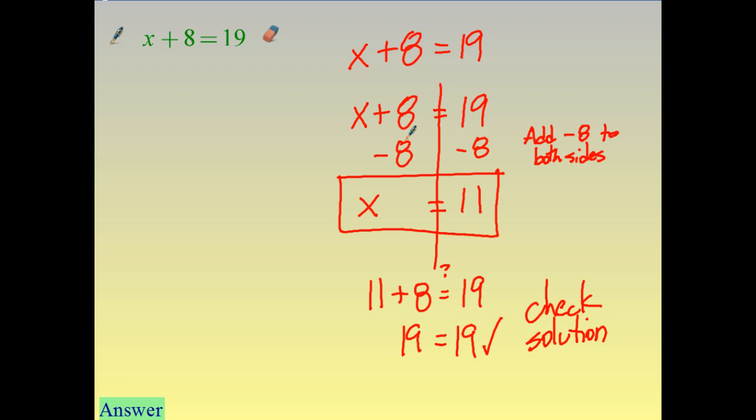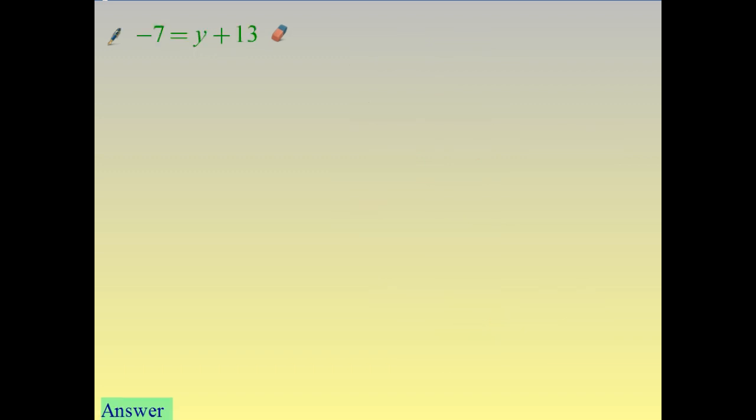Okay, check my solution. Instead of x, I'm going to put an 11. 11 plus 8, does it equal 19? It works. My answer is correct. Okay. Go ahead, you try this one.